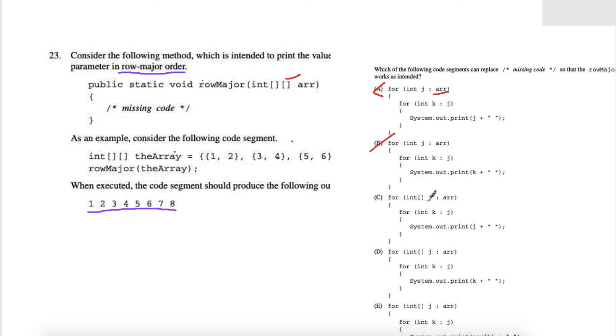Okay, this looks better. So this is saying traverse the integer arrays contained within R and name each of them J, one after the other. And then this is saying for each int contained in J, we're going to call it K. And then we're going to print J. Well, we don't want to print J, because J is an array of ints. We want to print the contents of J. So that is not correct.